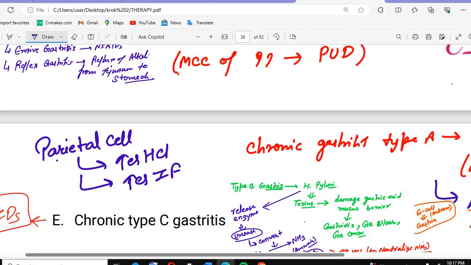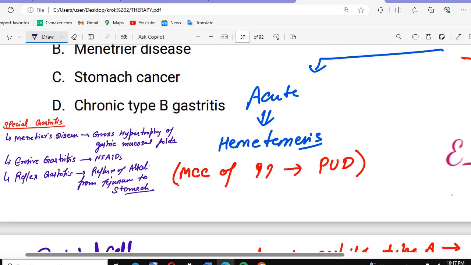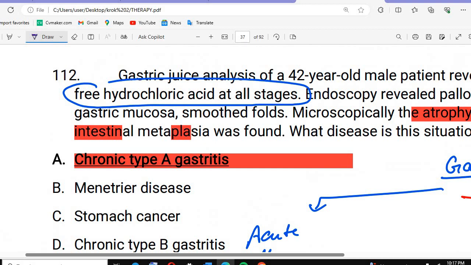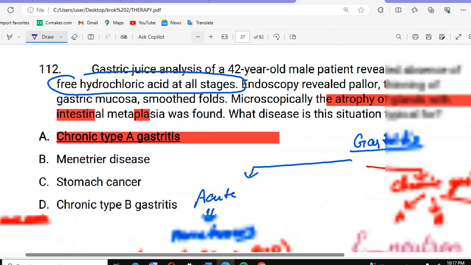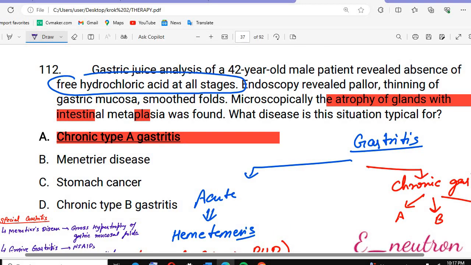Okay, so now you can do the questions. What is the question saying? We have free hydrochloric acid absent at all stages. Endoscopy reveals pallor, thinning of the gastric mucosa, smooth folds. On microscopy we see atrophy of the glands with intestinal metaplasia. So what disease is that? The glands have atrophied because of the decrease in hydrochloric acid secretion, so that's why we have chronic type A gastritis.